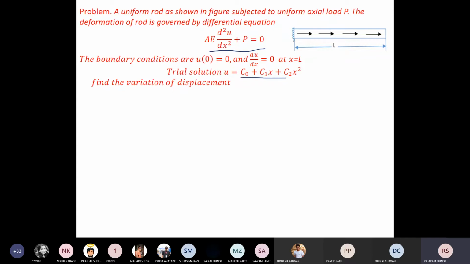Now Kunal Patil, have you got this? Kunal Patil? Dheeraj Chavan? Yes.